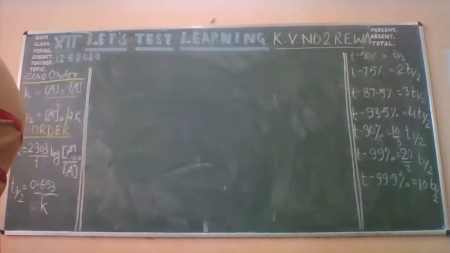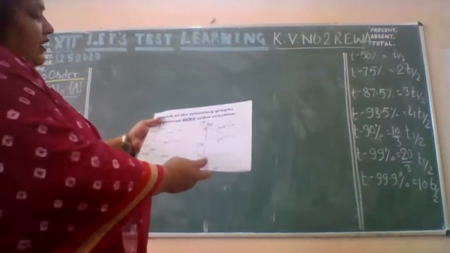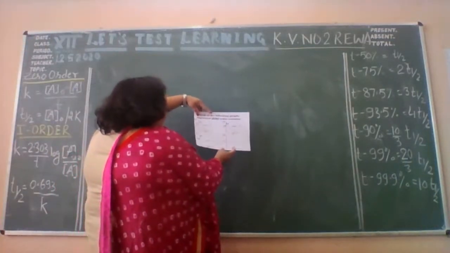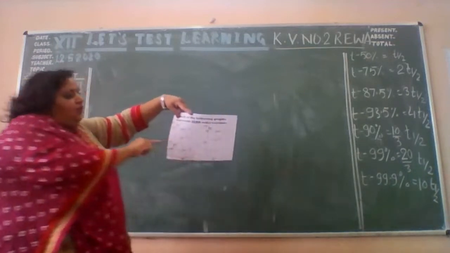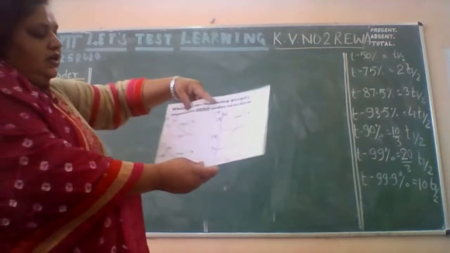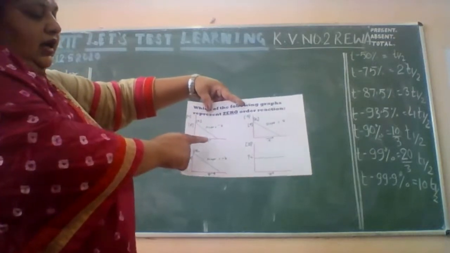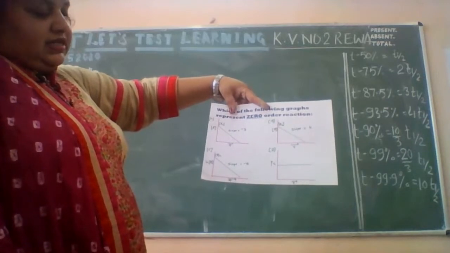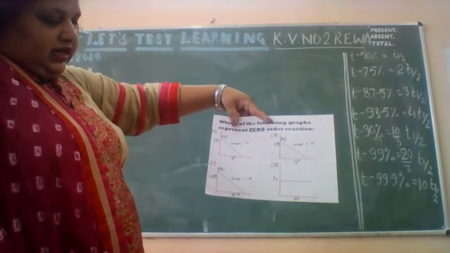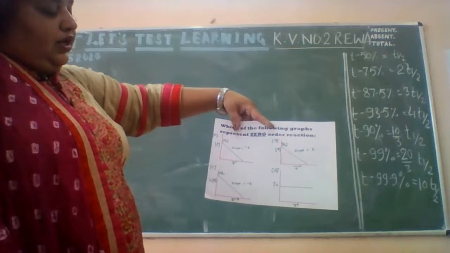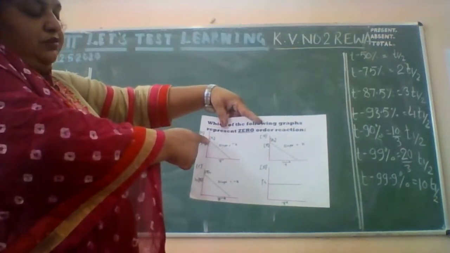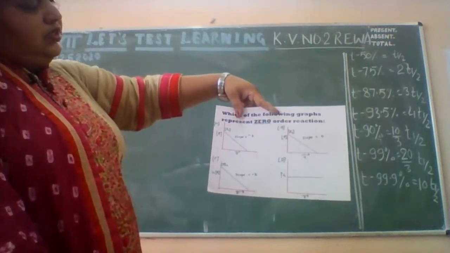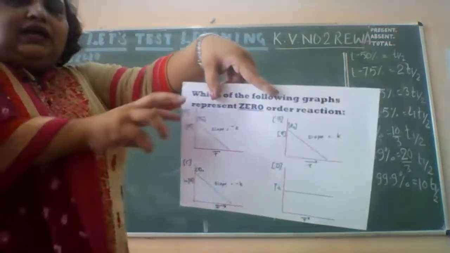The question, zero order reaction. Which of the following graphs represents the zero order reaction? The first one, A: in this case, the y coordinate is R and t is in the x-axis. Axis-wise it is correct for the zero order reaction. Intercept is R naught, that is also correct, and slope is minus k, so it is again a correct answer.